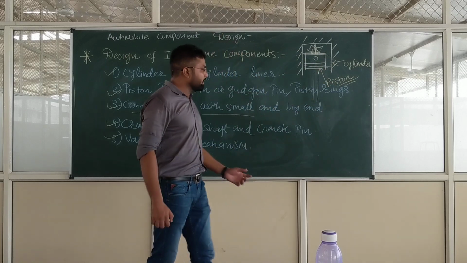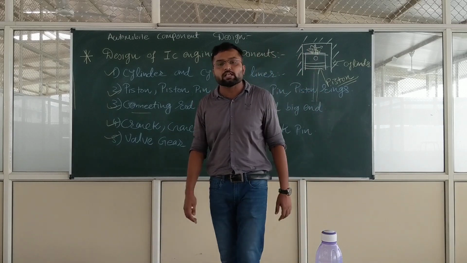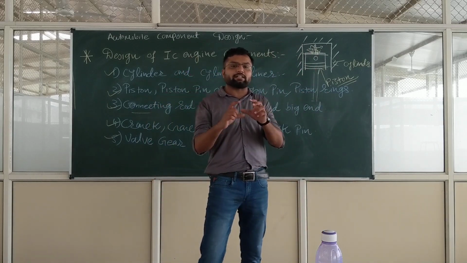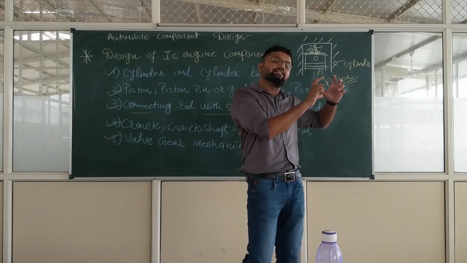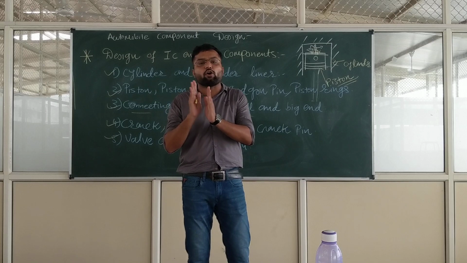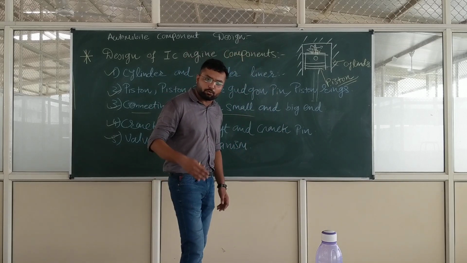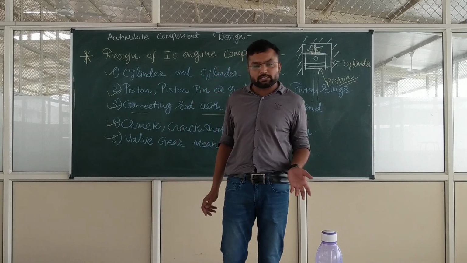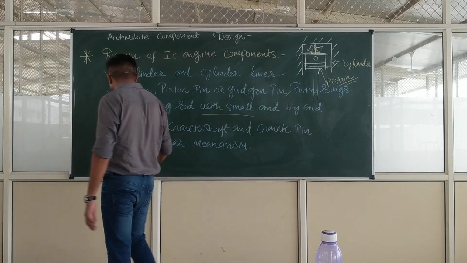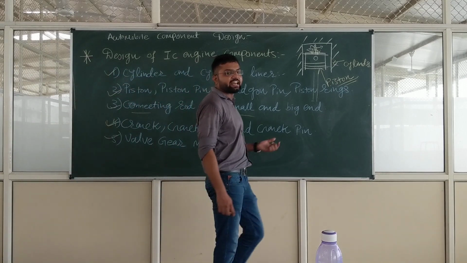Ultimately, the design of this connecting rod has two parts: one is the big end and one is the small end. The big end is connected to our crankshaft and the small end is connected to our piston. This big end is shaped, or manufactured, in two parts. We will get into how the manufacturing process occurs as well as material aspects in detail. After that, we are going to design the crankshaft and crank pin.